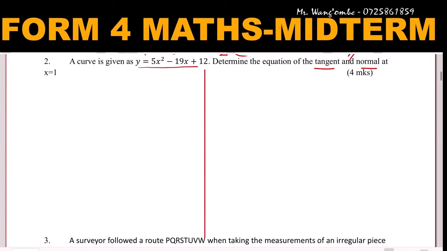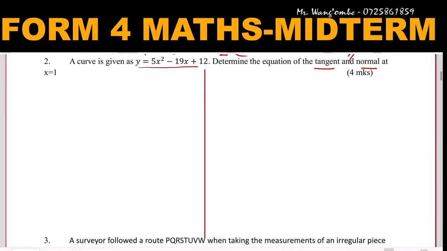The first thing we need to do is get the gradient, because the tangent is a straight line, and the normal is also a straight line. To get the equation of a line, what do you need? You need the gradient and at least one point. So we first start by getting the gradient of this curve at this given point. To do that, we shall begin by getting the gradient function that will assist us to get the gradient at x equals 1.